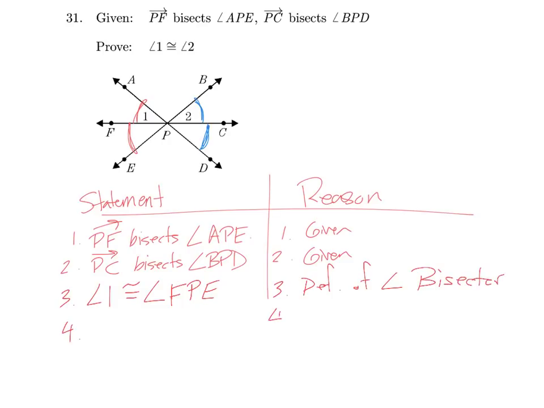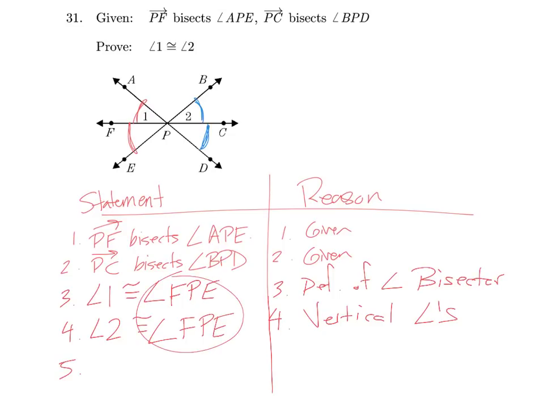Alright. And then I know that angle 2 is congruent to angle FPE simply because those are vertical angles. Alright. And so now here I could apply the transitive property. Angle 1 is congruent to angle 2 by the transitive property. And that's all there is to it. Done.